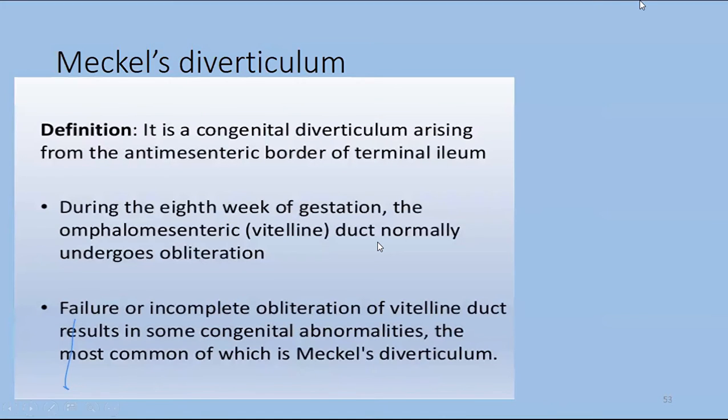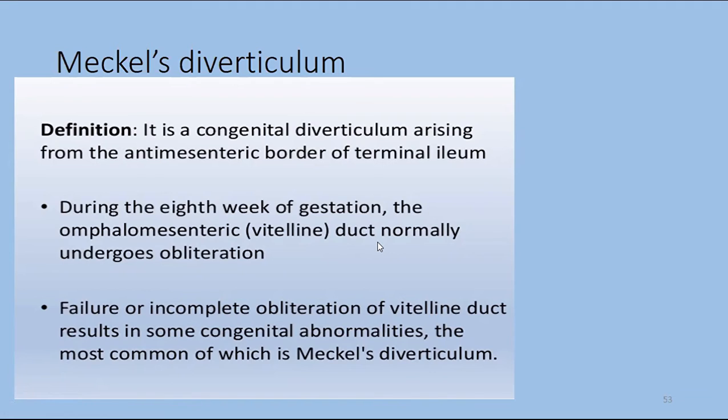Okay, first part. This is the most common congenital abnormality of the digestive tract of the small intestine. This is the Meckel's diverticulum. It is a congenital diverticulum or outpouching which arises from the anti-mesenteric border of the terminal ileum.